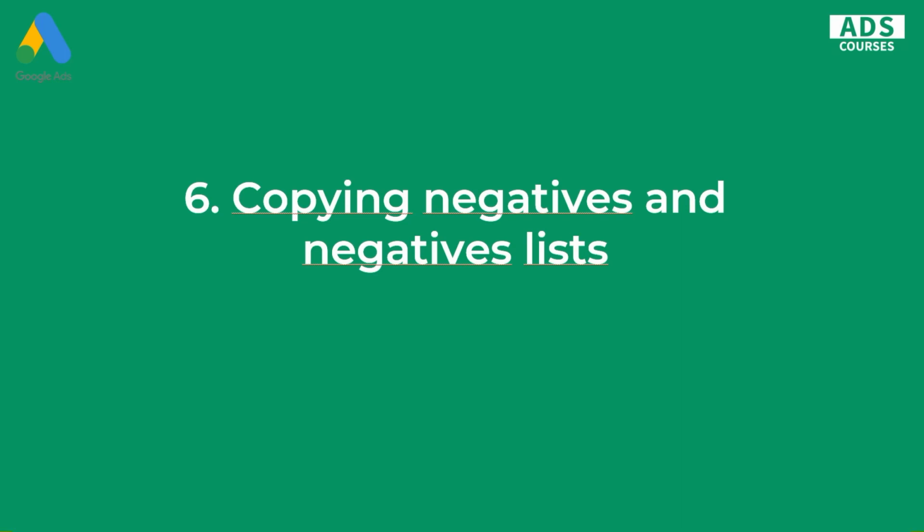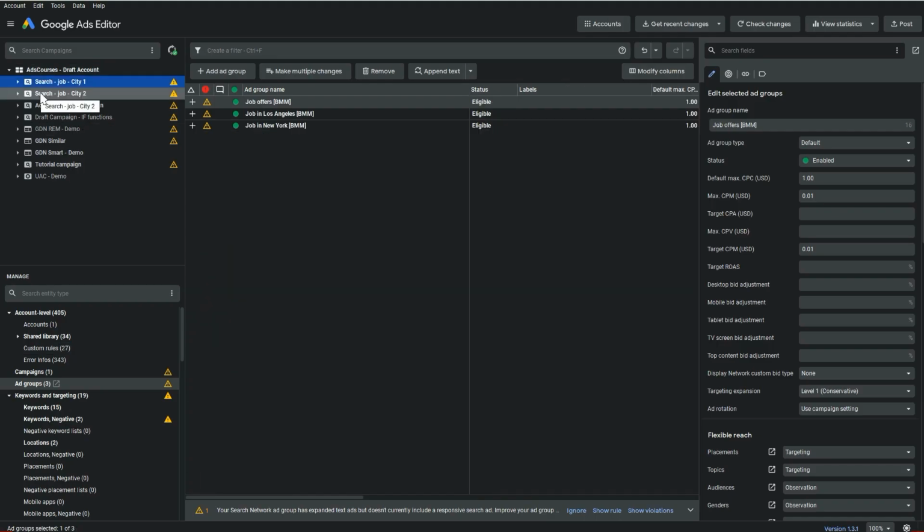Okay, another one is quickly copying negatives and negative lists. If you have a large campaign with a lot of negatives that you added for a long time, for years or months, right? And you sometimes want to create another campaign, but you want it to have the same negatives, the list that you were working on for months or years, you can simply copy the negatives, of course, in Google Ads Editor.